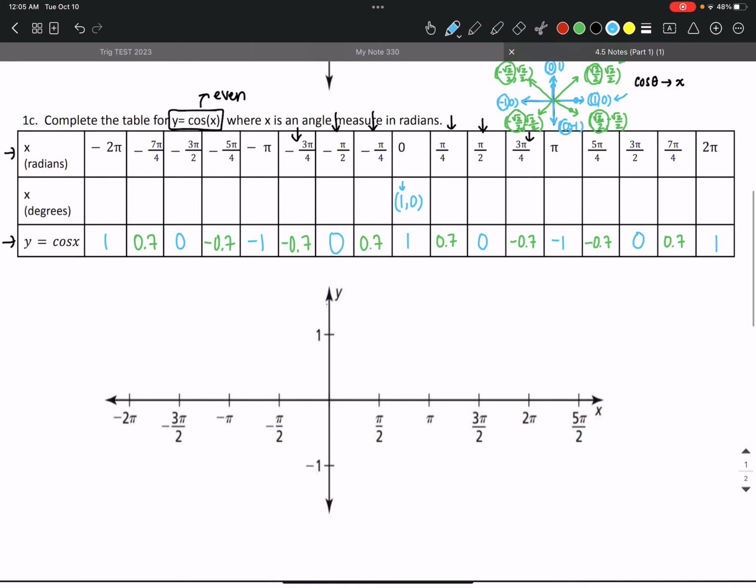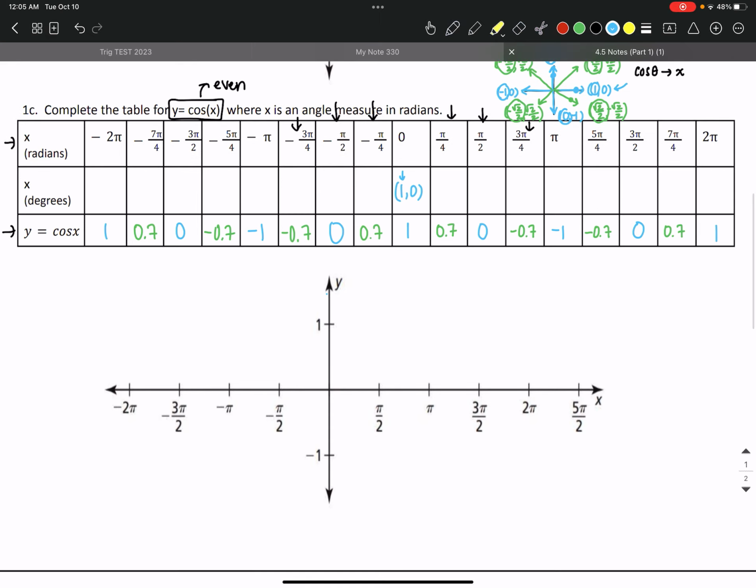Alright, now I have all my points that I'm going to plot on this graph. I'm going to start with the x-intercepts. Those are the ones where our output is 0, and those are at negative 3 pi over 2, negative pi over 2, pi over 2, and 3 pi over 2. I'm going to plot those. So I have negative pi over 2 and negative 3 pi over 2 on the left, and then pi over 2 and 3 pi over 2 on the right. And if the pattern would continue, I would also include 5 pi over 2.